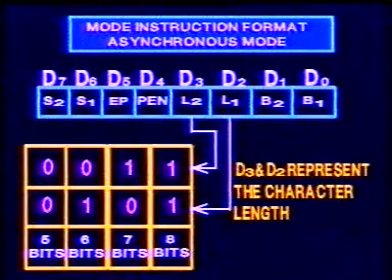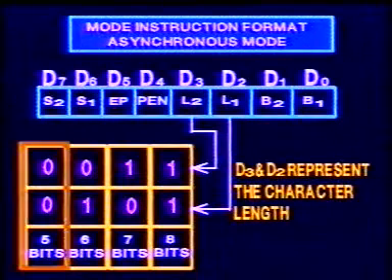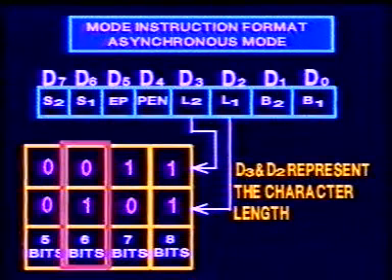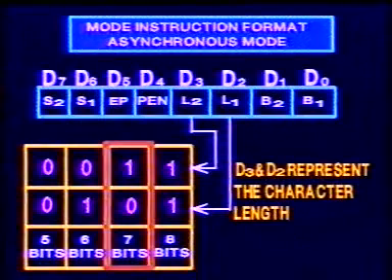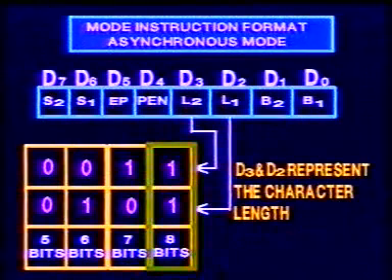D3 and D2 represent the character length. When D3 is 0 and D2 is 0, then it means 5 bits character length. 01 means 6 bits. 10 means 7 bits. 11 means 8 bits.